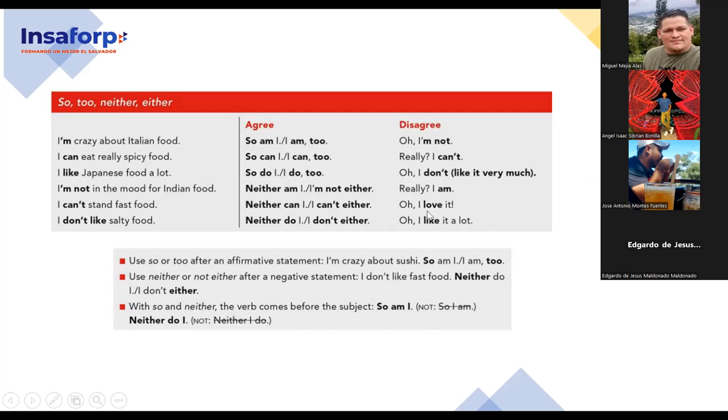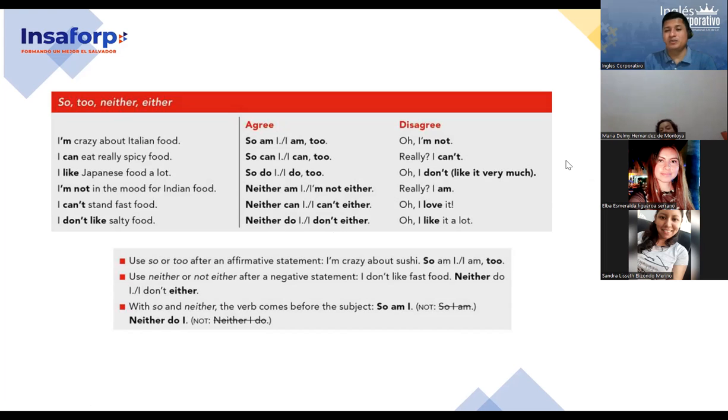And here, we use a normal thing, right? I love it. Yes. The other one is simple present, but negative. I don't like salty food. Again, simple present, neither do, either don't. And then, if you disagree, with simple present. So you need to be playing with this grammar tenses so you can disagree or agree with something. Yes? Okay? That is the difficult part somehow.